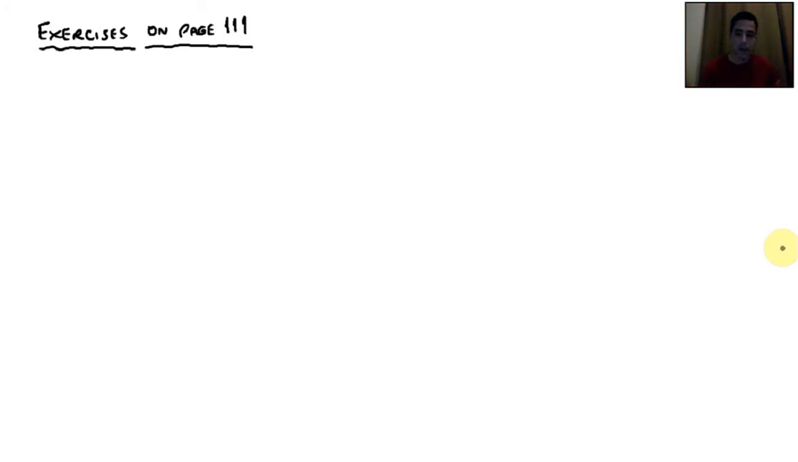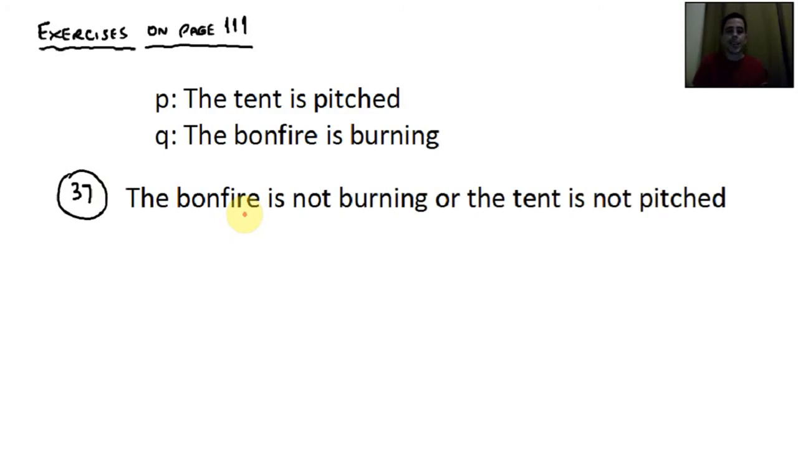Now let's take a look at a few exercises in that section so we can clarify this process of converting statements into symbols. This is on page 111. Let's do number 37. Let me write the exercise here. For exercise 37 and also 39, they're all related to these two simple statements on page 111. P is the tent is pitched, Q is the bonfire is burning. The exercise is asking us to write this statement into symbols.